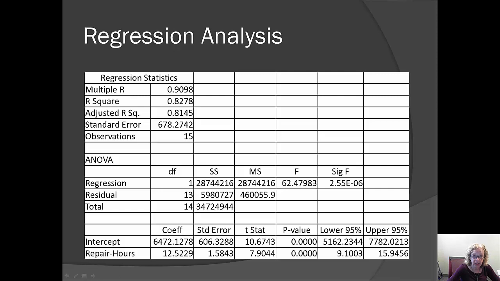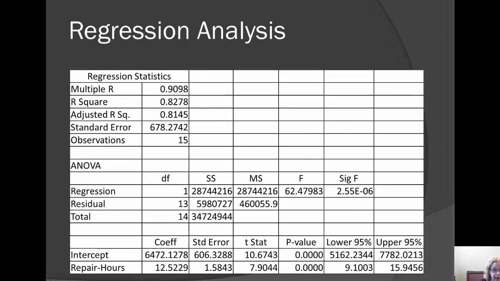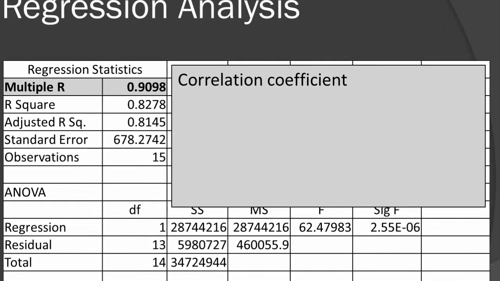Here is a regression analysis that was made using Excel for the data in the Charlene's computer care problem. Let's take a look at some of the things that it shows us. Multiple R is the correlation coefficient. In other words, it tells us whether a straight line is a good way to describe the relationship between the predictor variable and the outcome variable.